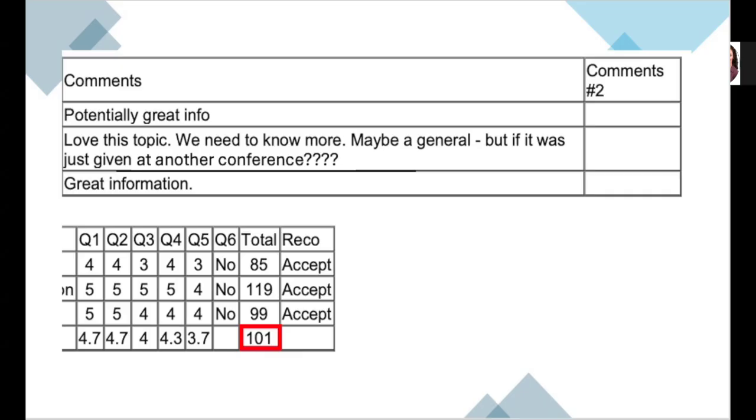So these are a couple of screenshots from prior submissions. What the little red box came down to is what the total score was. So you see the comments. It's potentially great info, or I love this topic. We need to know more. Maybe it's a general session, or instead of a general, maybe it's a 60-minute presentation. So you'll see in the score box, we have 3 accepts and a total score of 101.